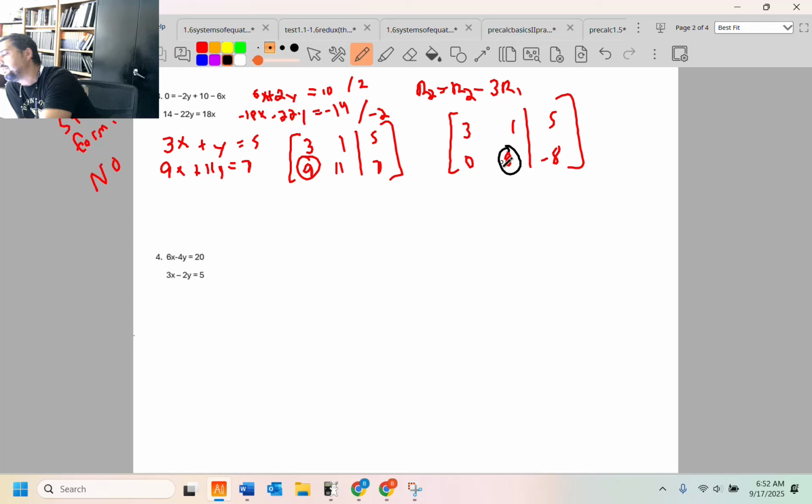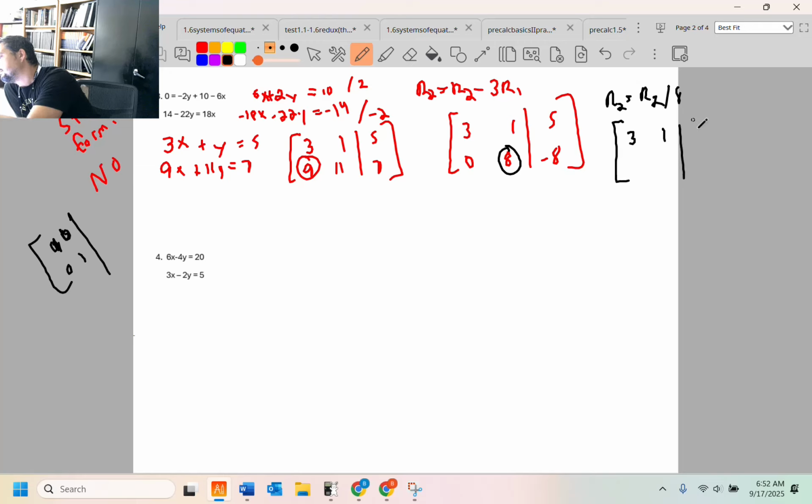Now, I'm going to go after this guy next. He is supposed to be, well, I'm going to turn him into a 1. It was 1 0 0 1, which is the way it's supposed to be. So row 2 is row 2 divided by 8. Zero divided by 8 is still 0. 8 divided by 8 is 1. Negative 8 divided by negative 8 is negative 1.